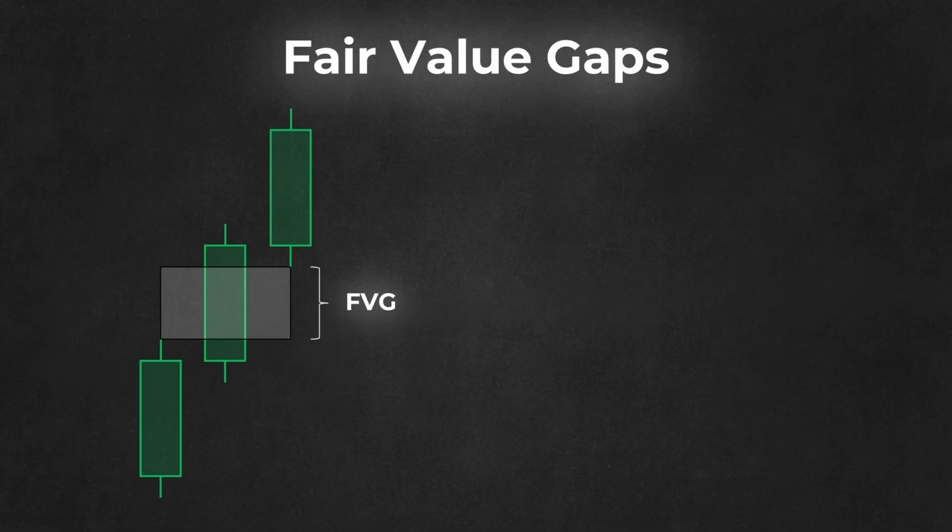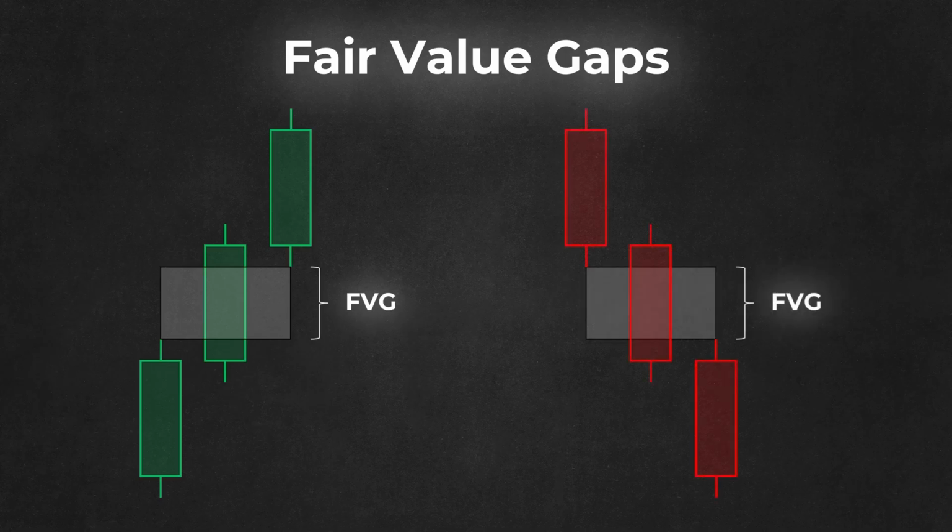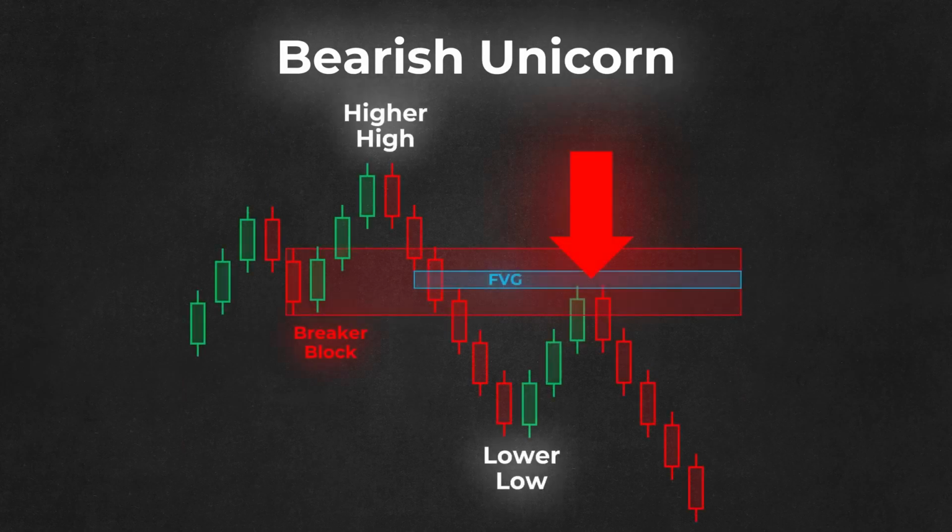In the bearish fair value gap, there is no overlap between the lower shadow of the first candle and the upper shadow of the third candle. As I said before, the unicorn entry model consists in the intersection of a breaker block with a fair value gap. In this illustration, you can see the hypothetical example of a bearish unicorn entry where price reverses at the intersection of the breaker block and the fair value gap found in the price movement that creates the expanding formation.